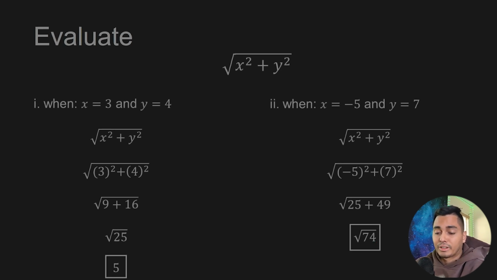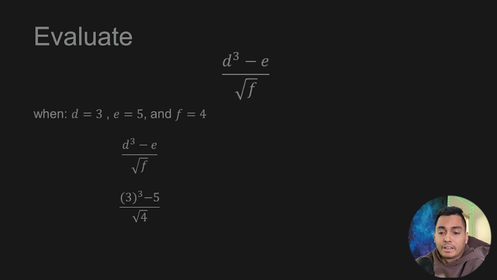Technically, we can simplify this a little bit further, but we're going to go ahead and leave it in this answer here. All right, next up, we have to evaluate the expression here. That's going to be d cubed minus e over root f when d equals 3 and e equals 5 and f equals 4. So again, we're just going to start to replace these terms.